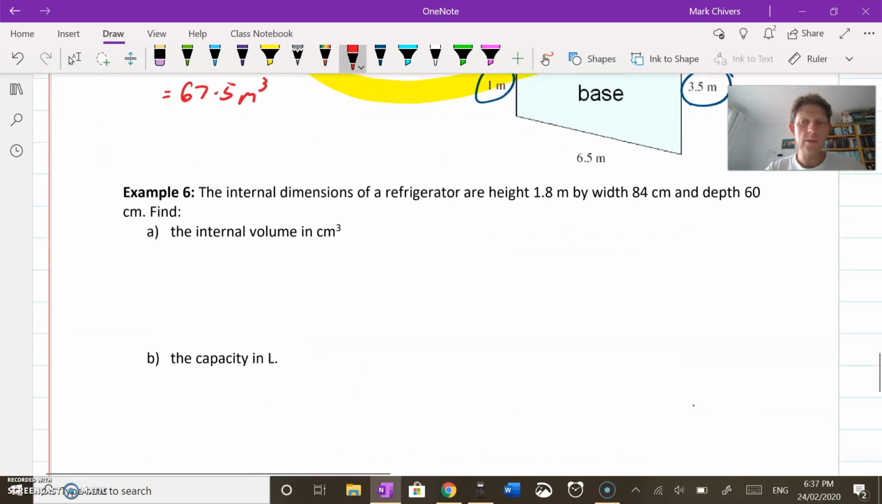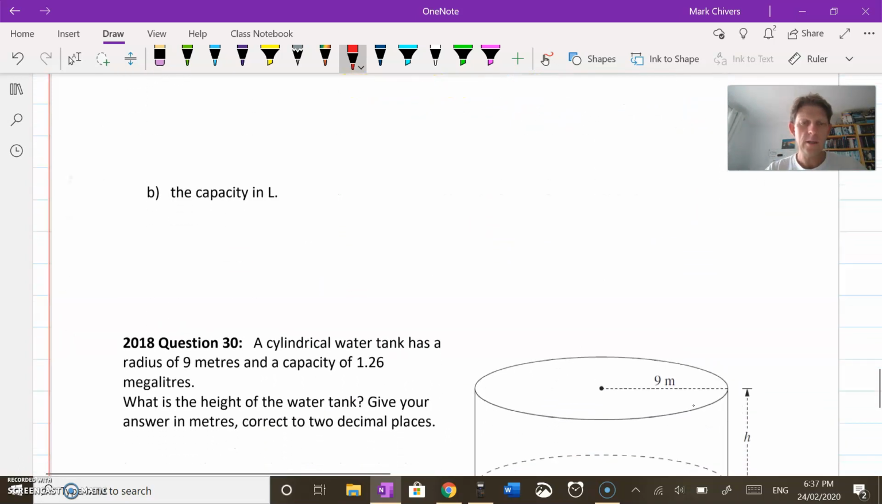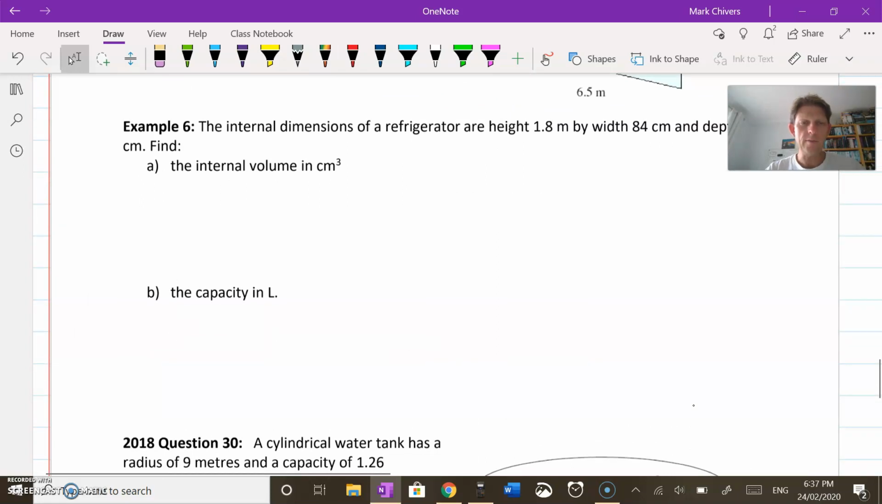Right, we've got internal dimensions of a refrigerator. I'll have a go at that one. We might leave the HSC question for today and maybe have a crack at that at another time, or you guys can have a crack in class.